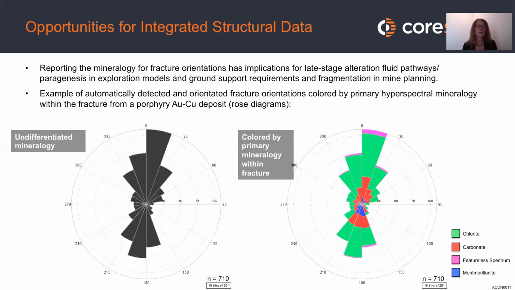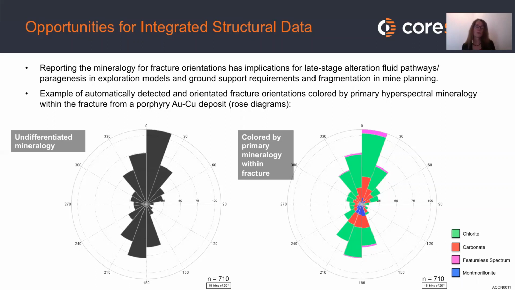This is an example from a porphyry gold copper deposit. And here we're actually looking at the open fracture orientations. So on the left-hand side, that rose diagram is showing just the orientations with no information about the mineralogy. And in this particular deposit, we see that we have primarily north trending and south trending open fractures. Now, what do open fractures tell us? Well, from an exploration sense, it could be recording the latest stage of alteration fluid or paragenesis in the deposit.